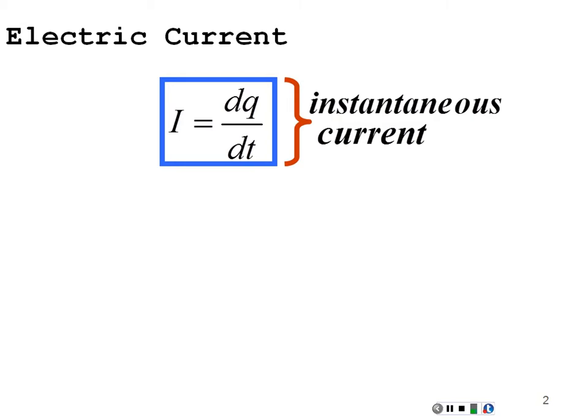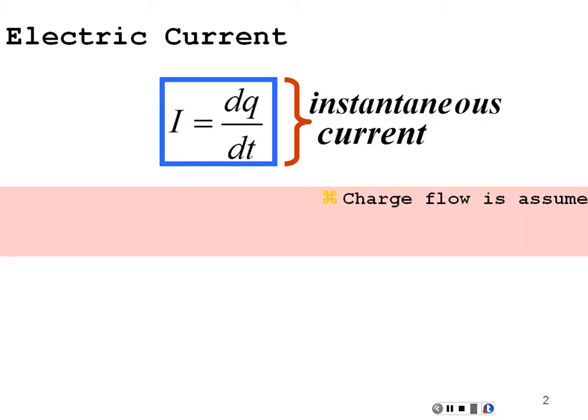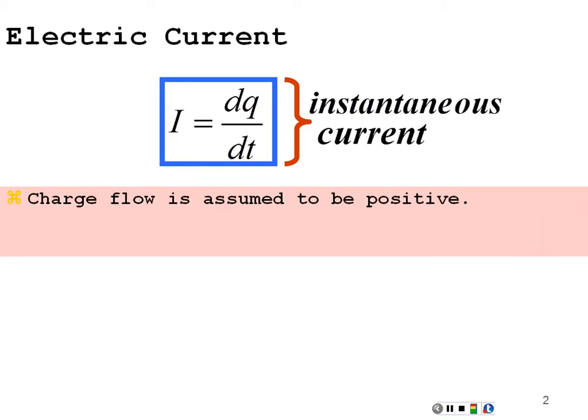To think about that, if I had a wire here, I would focus in on one point, and I'd watch the charge go by, and count how much charge went by that one point per time. That would be what I define as current. This charge flow is assumed to be positive, and so we have positive charges moving predictably from the positive terminal of the battery to the negative terminal of the battery.